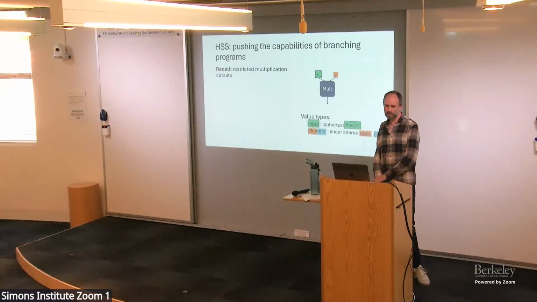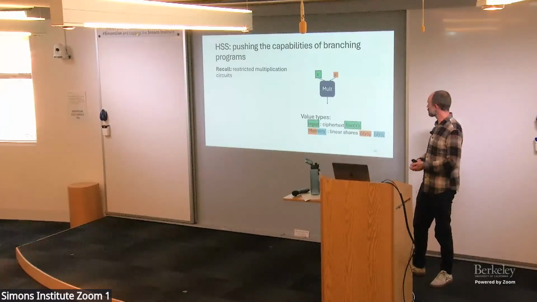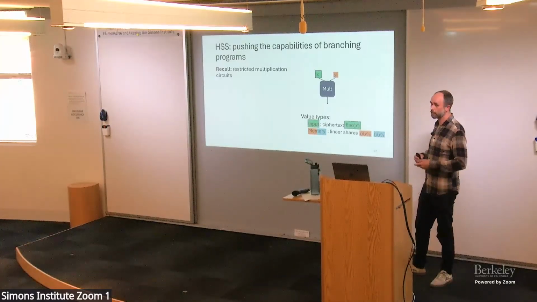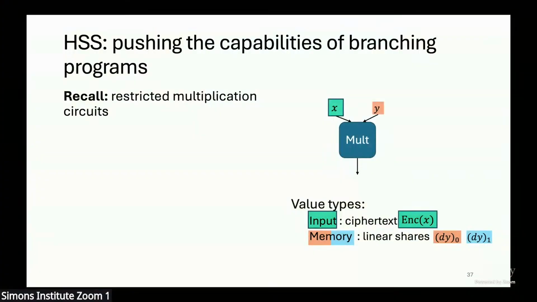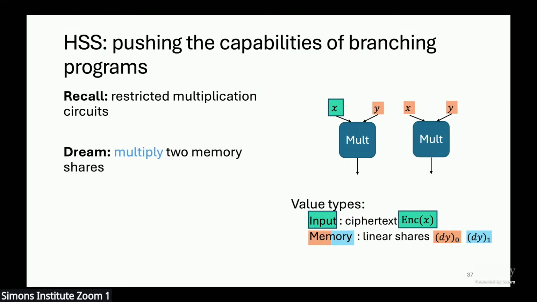Okay, so one direction to explore is, of course, pushing the capabilities of these constructions and going beyond branching programs. The main limitation with these programs is this restricted multiplication operation, where every multiplication involves an input wire. The dream would be to multiply two input wires. But this should be impossible to do directly, right? We have some linear secret sharing. We don't know how to multiply linear secret shares like that.